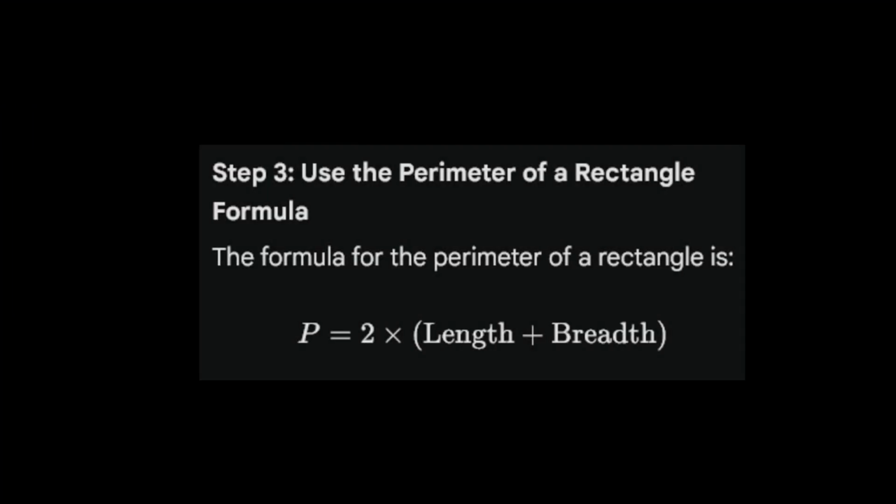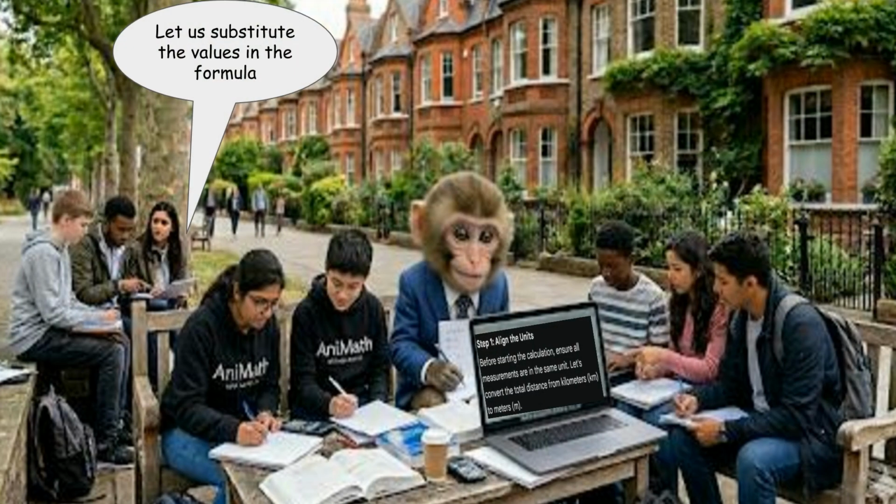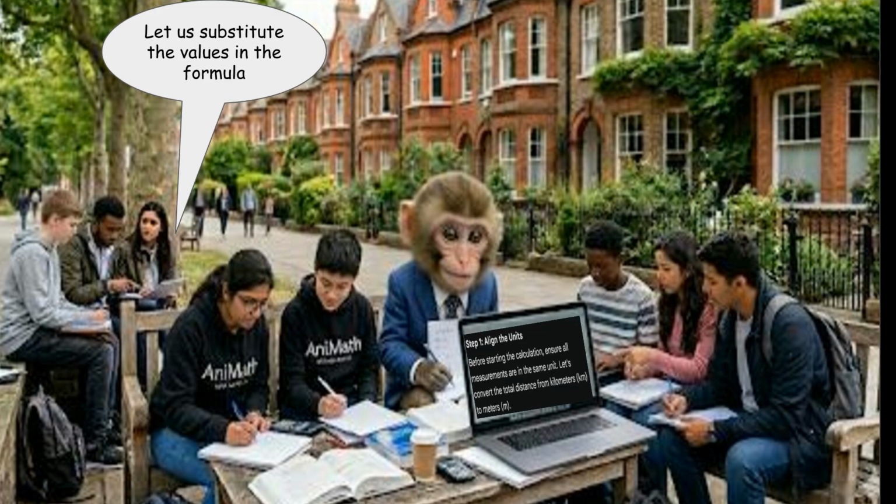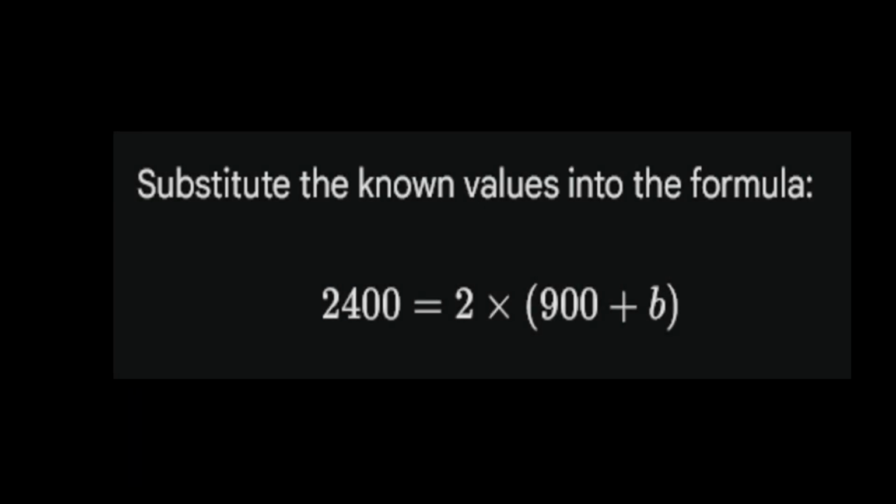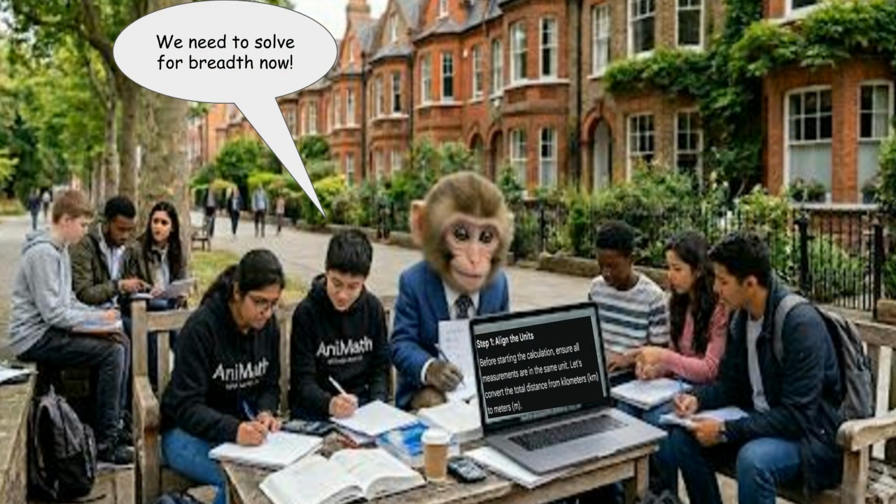Step 3. Use the perimeter of a rectangle formula. The formula is P equals 2 times (length plus breadth). Now we will substitute the known values into the formula. Substituting the known values, we get 2,400 equals 2 times (900 plus b). The next step is to solve this equation for the breadth.